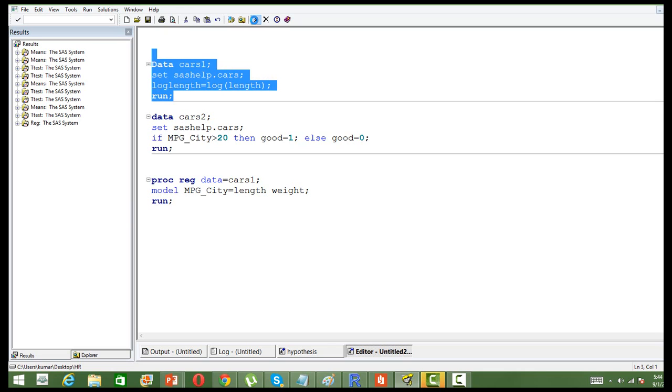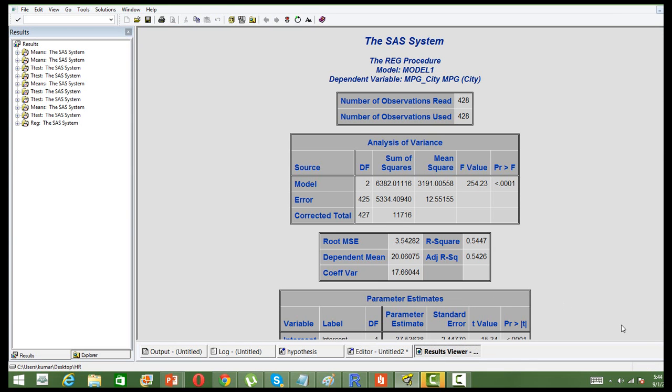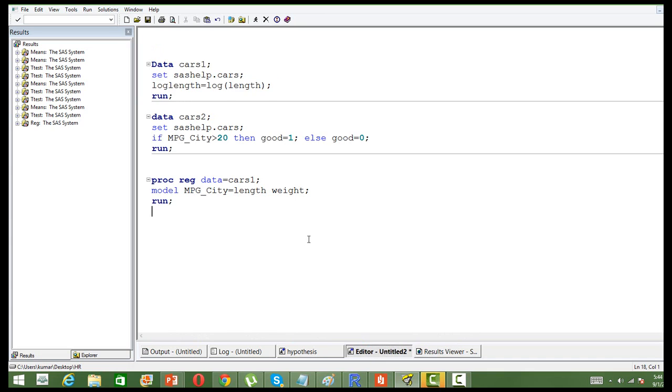You can do this, and then we can also use this log length variable. Let's see if that comes significant. I can also plot the graph. So you can just take log length also. Just instead of length, use log length and see if it actually works.